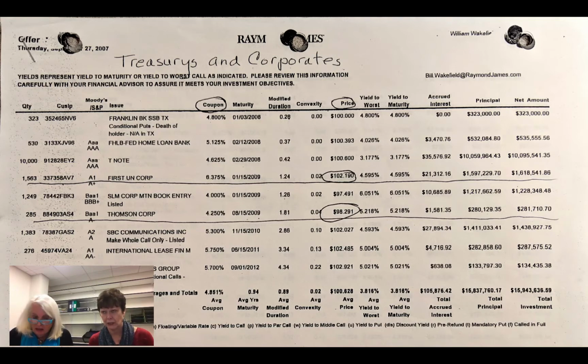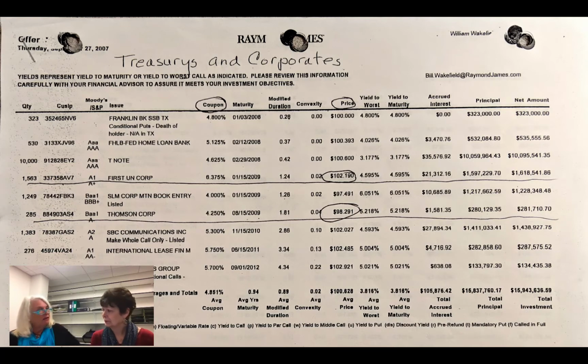Okay. Good to know. Divided by the price, 102,190. So I can do that. And so we're paying a premium for this bond. So our current yield is going to be less than the coupon because we're buying at a higher price. Okay. So 6.375 divided by 102,190 equals, our current yield is going to be 6.23.